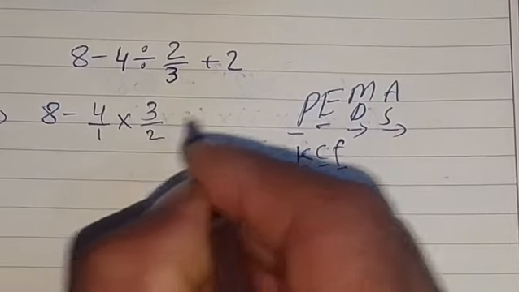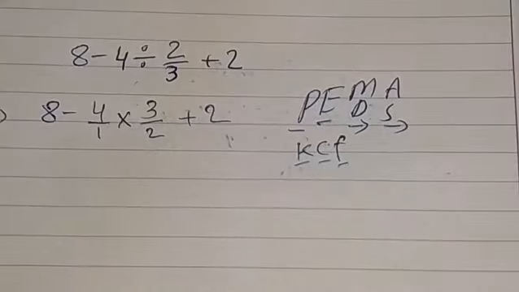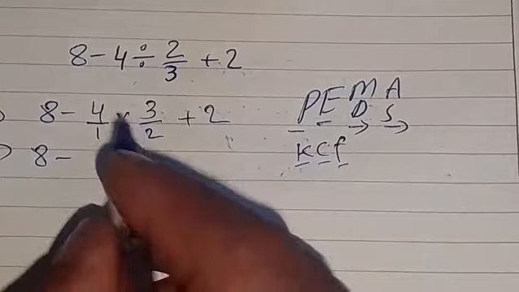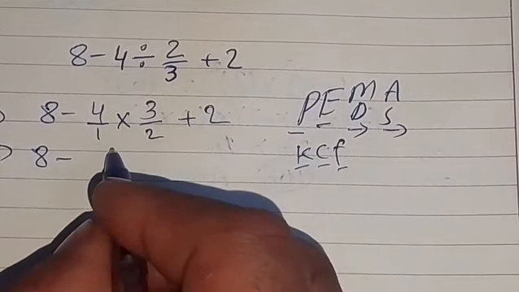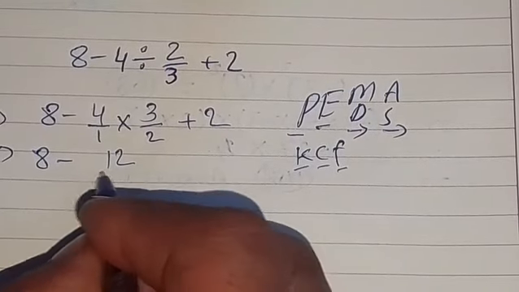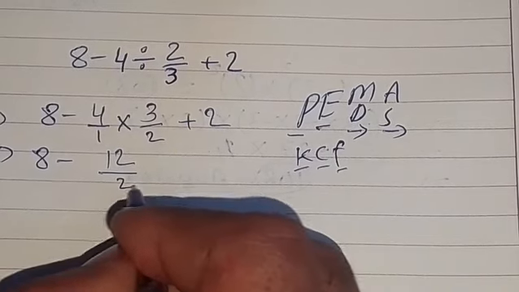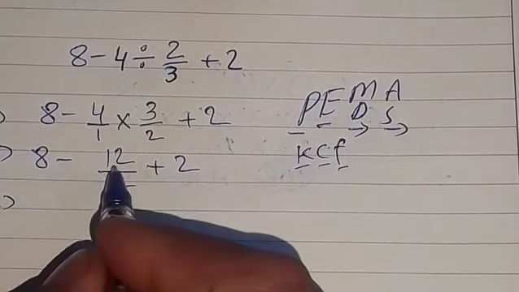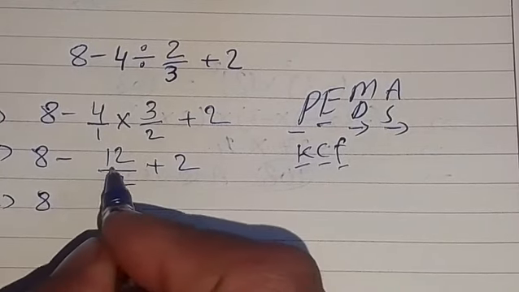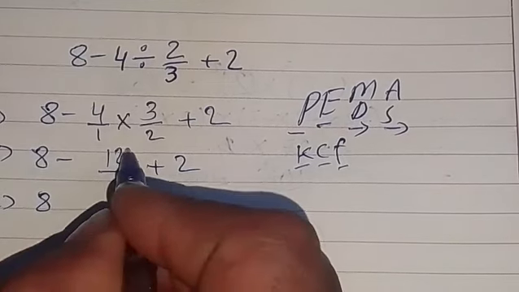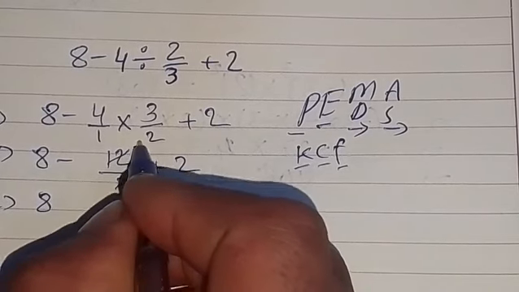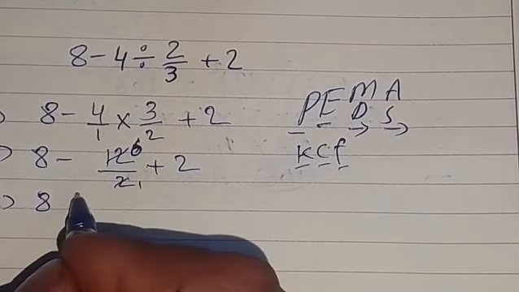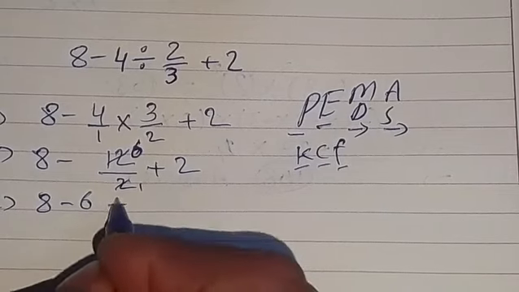3 over 2 plus 2. So the equation becomes 8 minus 4 times 3 gives us 12 over 2, plus 2. So the equation becomes 8 minus, they give us 2 1 2 and 2 6 12. So 8 minus 6 plus 2.